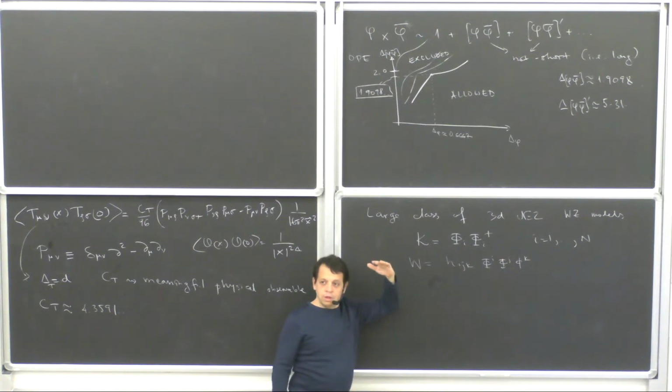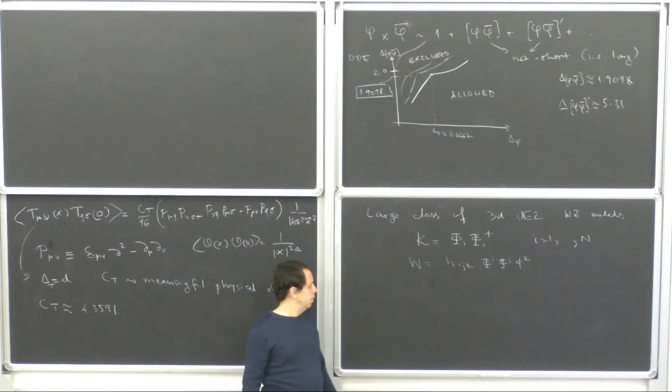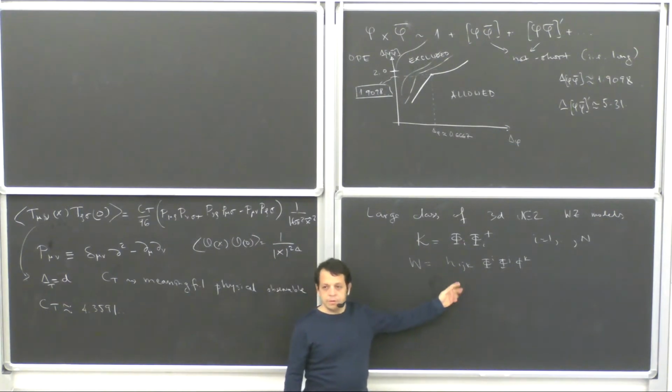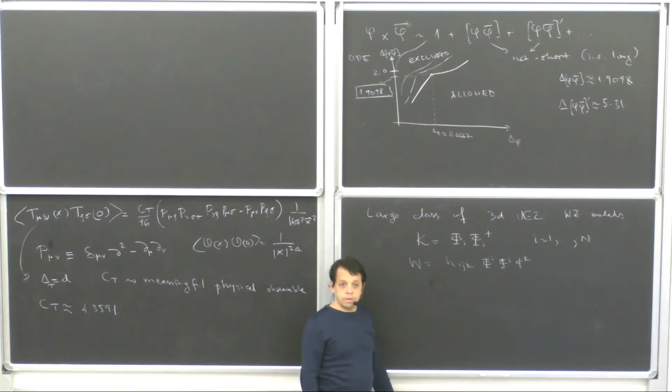So they will drive an RG flow, and then in favorable circumstances, well, I think almost always, you'll end up in some CFT at low energies. So there's a large zoo of such models.